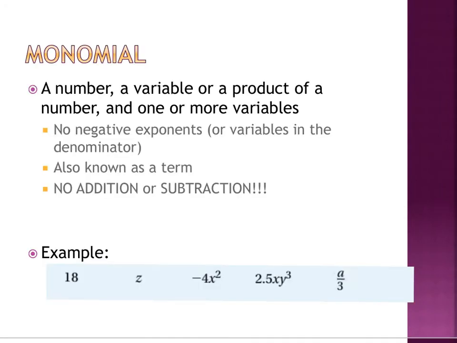So the first term we have then is monomial, and what that means, let's see right here, is a number, a variable, or a product of numbers and variables, or one or more variables. So no negative exponents, right, or variables in the denominators, also known as a term, no addition or subtraction. Got that? Very important. These are all good examples of monomials, as in single, mono, one.